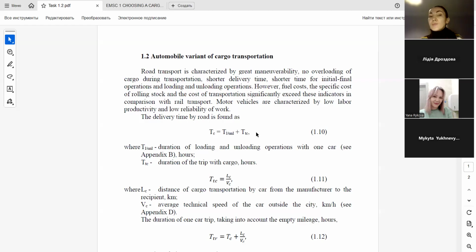The result will be also in hours because it is time. All time now we calculated in hours, and you could leave 2 points after the comma. It's enough.